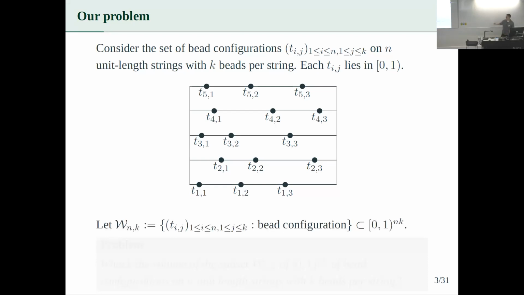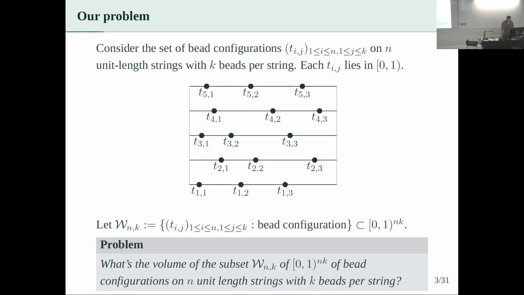Now, this array of real numbers between 0 and 1 can be thought of as an element in the unit cube in nk dimensions. I have n strings, k beads on each string, and each position of the bead corresponds to a number between 0 and 1, and therefore I associate the configuration with a vector, and I ask, what is the volume of this subset of the unit cube in nk dimensions corresponding to the set of bead configurations on n unit length strings with k beads on each string?